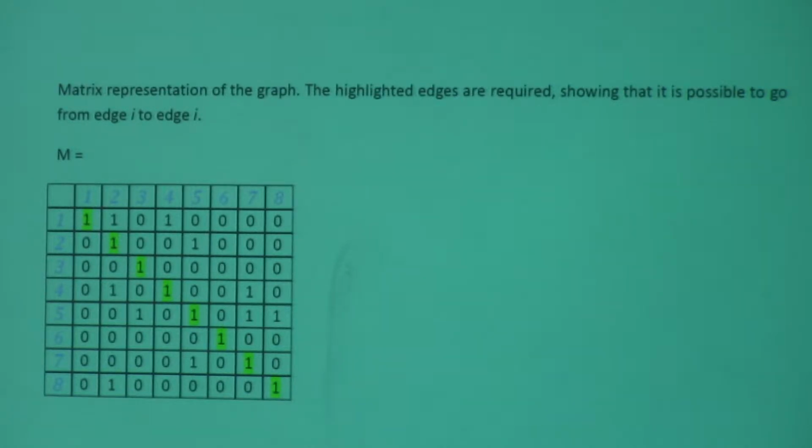Now let me ask you a question. Is this a directed or undirected graph? Is it a digraph or not a digraph? It is a digraph. How can you prove it's a digraph? By showing that there's no symmetry. For example, can 8 go to 2?